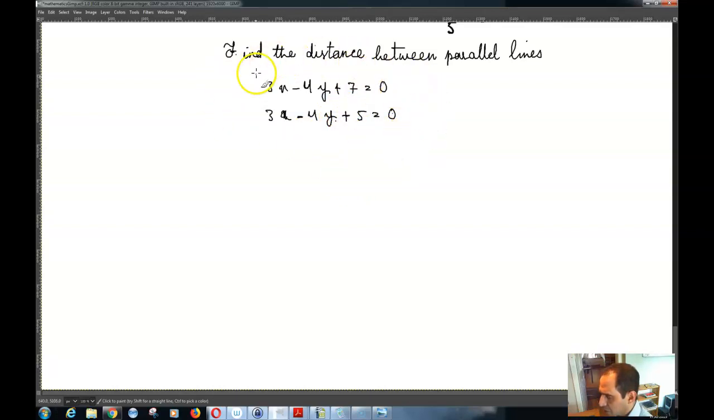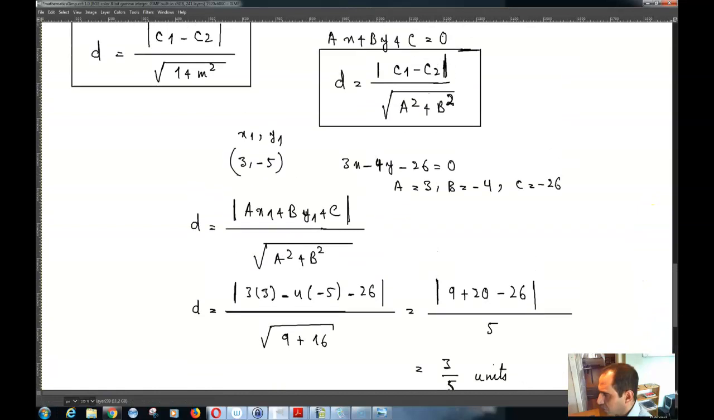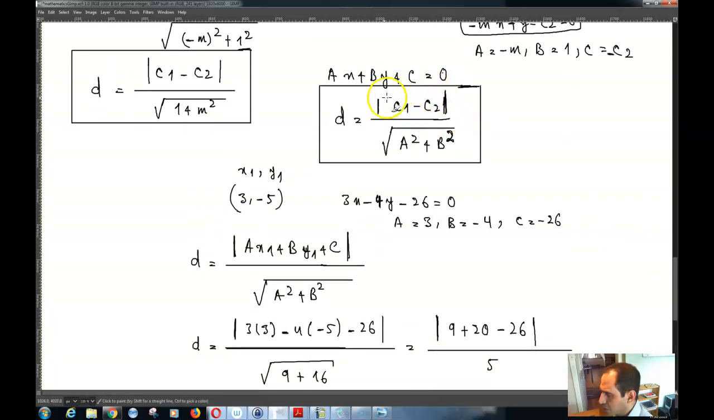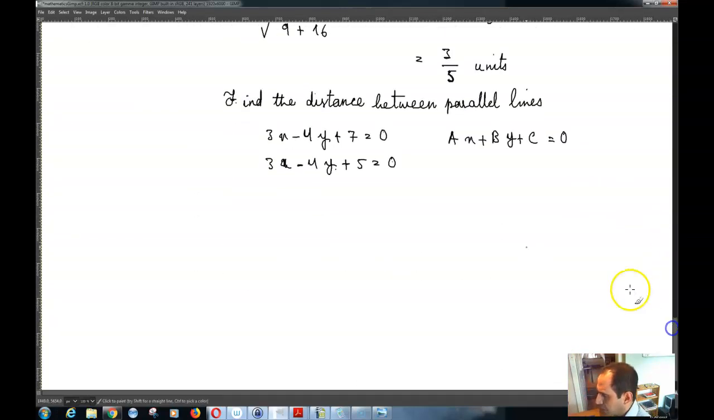So as you can see over here, the equations are in the form ax plus by plus c is equal to 0. So what I need is the formula that we had here: the absolute value of c1 minus c2 over the square root of a squared plus b squared. So I have d is equal to the absolute value of c1 minus c2 over the square root of a squared plus b squared.